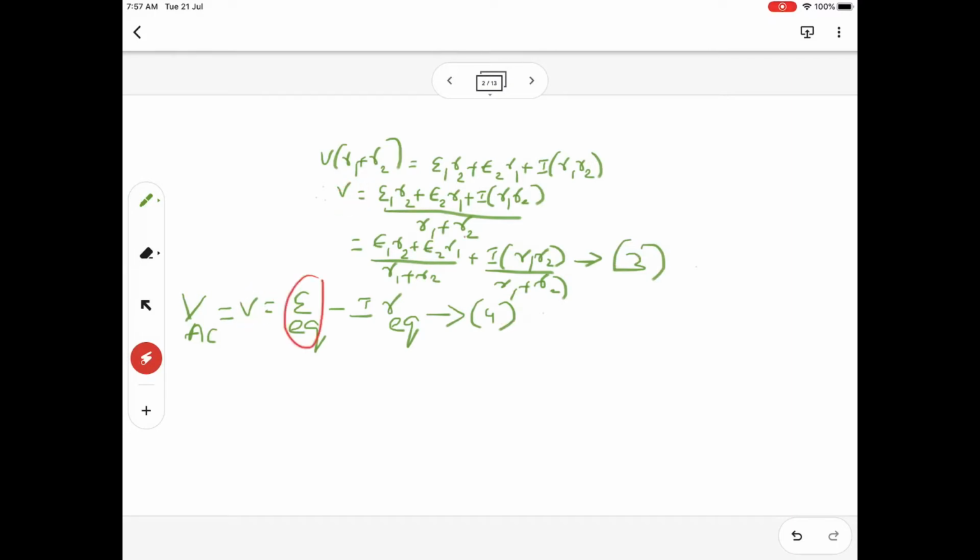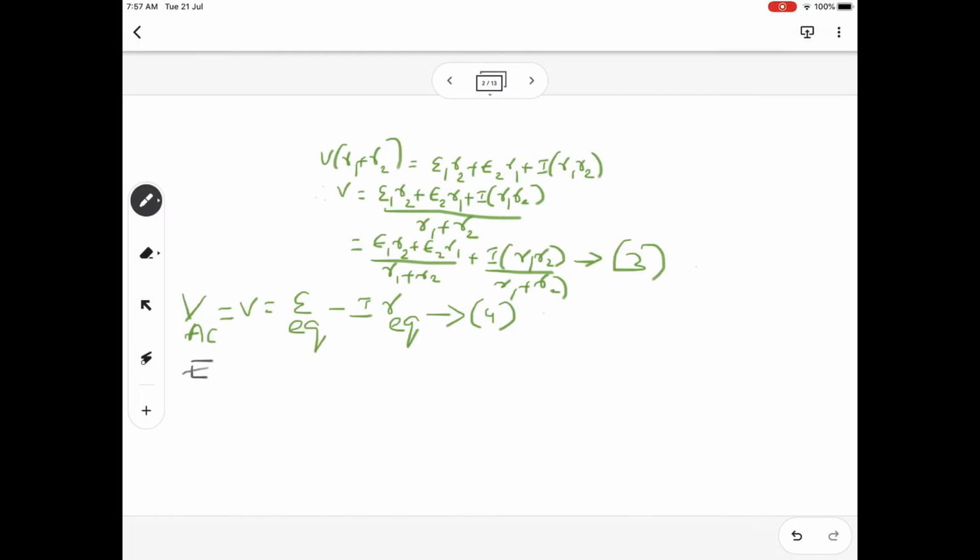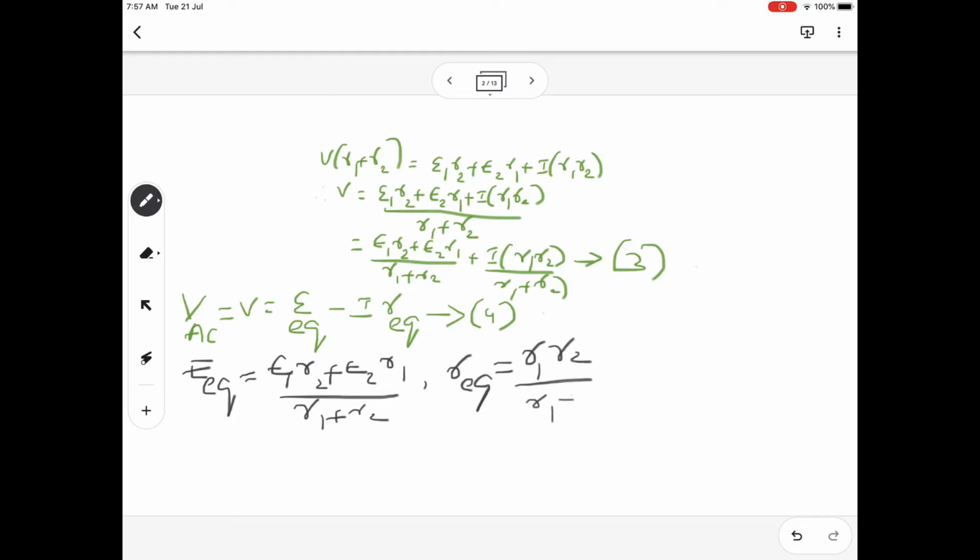Now the third and fourth equations are to be compared, so similar terms can be equated. When you compare, we get E equivalent to be (E1 R2 plus E2 R1) divided by (R1 plus R2). Then in place of R equivalent, we find R1 R2 divided by (R1 plus R2). So these are the equations for E equivalent and R equivalent.